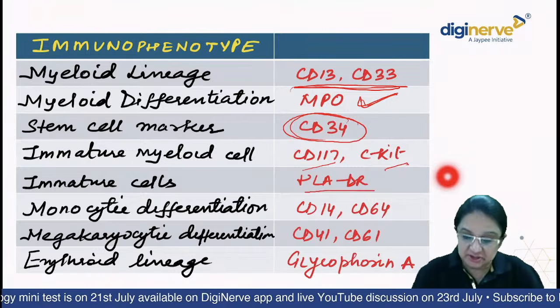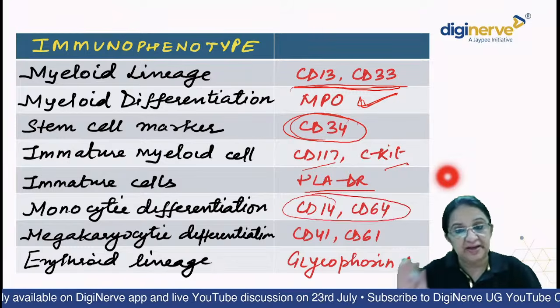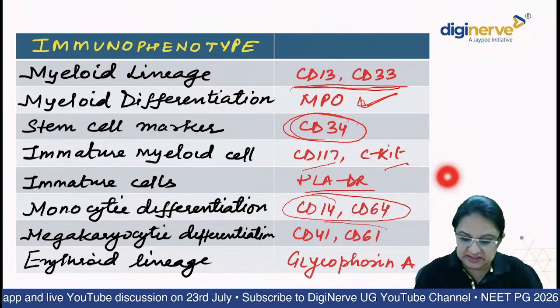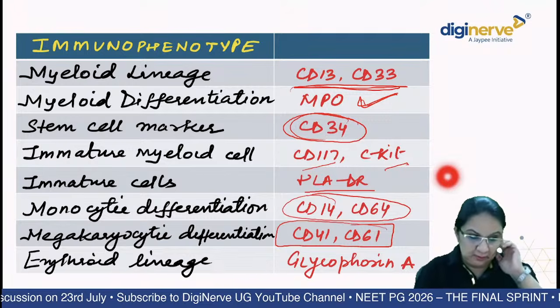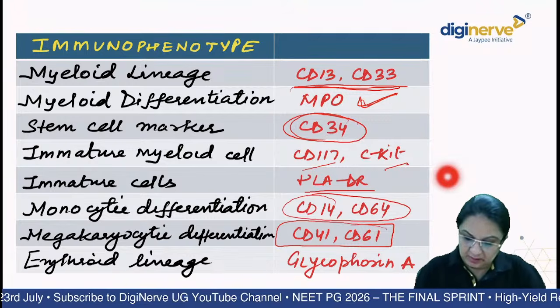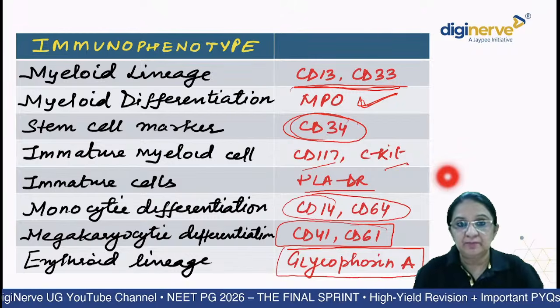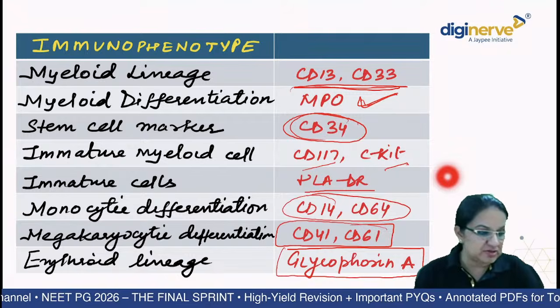Monocytic differentiation, your CD14 and CD64 will come into the picture. Megakaryocytic, CD41 and CD61. Erythroid lineage, glycophorin A. Okay? Just remember, myeloid lineage, CD13 and CD33 would be positive.